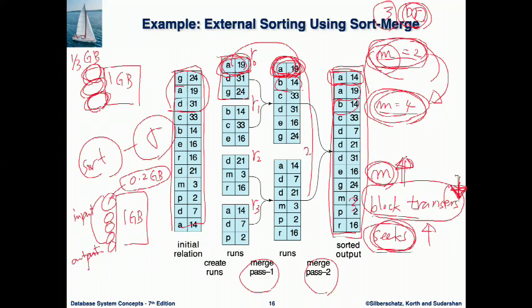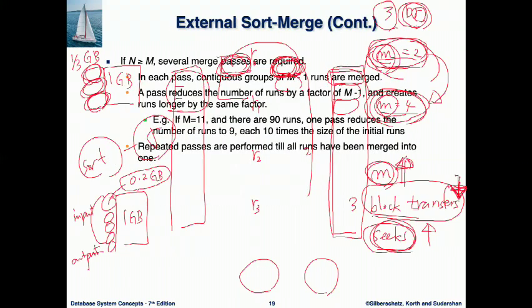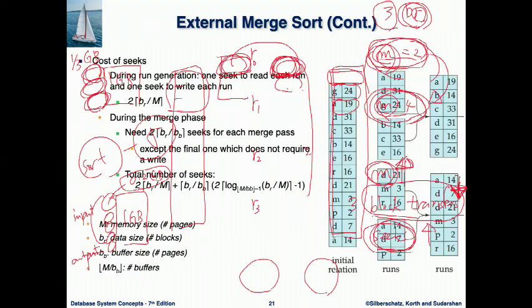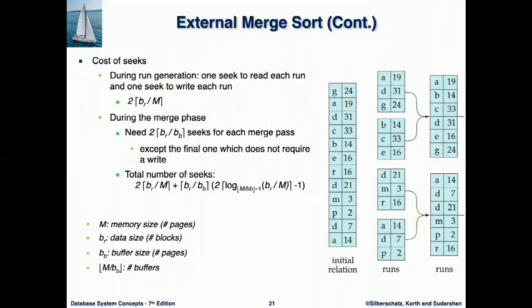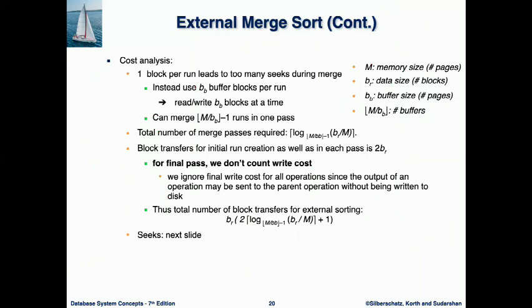There's a configurable parameter: how many runs do we want to merge? Okay, and that will greatly affect the number of block transfers and the number of disk seeks. So if you look at the slide in more detail, there will be lots of formulas that you can see. But as I mentioned last time, please don't be fooled by the complexity of the formulas. The high level ideas are not that complicated.